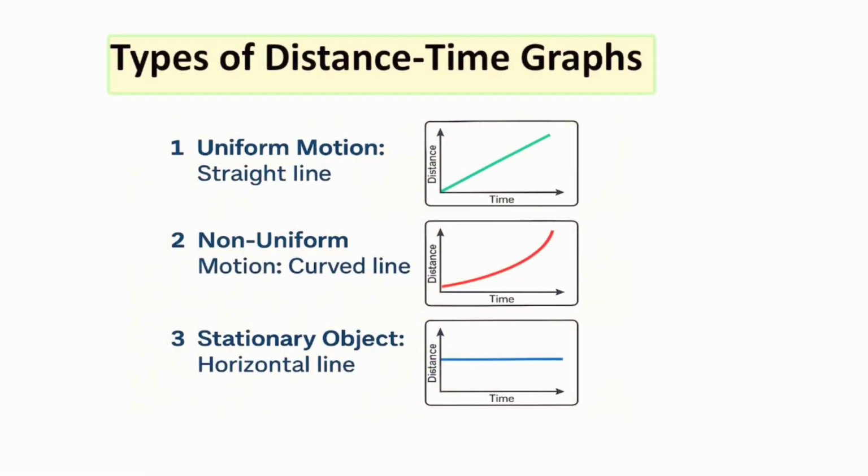Types of distance time graph. Graphs help us see motion. A straight line is uniform motion. A curved line is changing speed. A horizontal line is a stationary object.